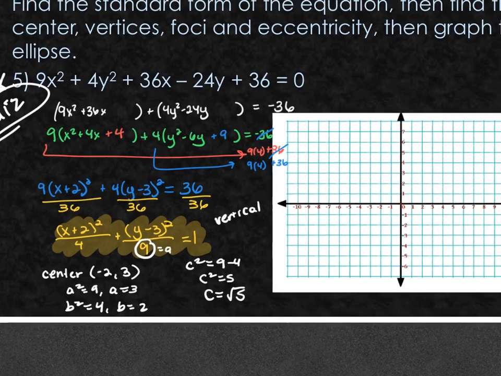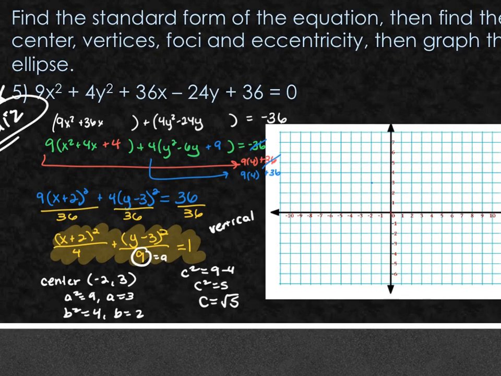Now I'm going to plot all the stuff I know. (Negative 2, 3), center. It's vertical, so I'm going up and down the a, which is 3. 1, 2, 3, 1, 2, 3. Right and left the b, which is 2. And already you can draw your ellipse.